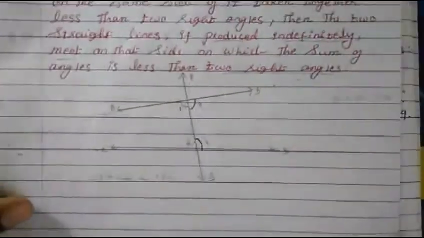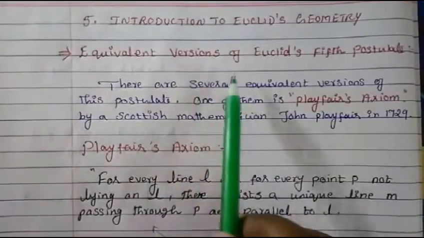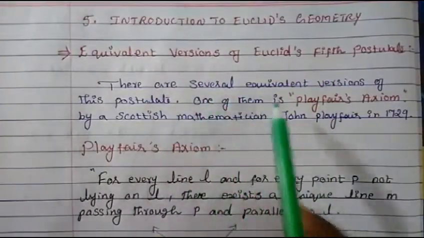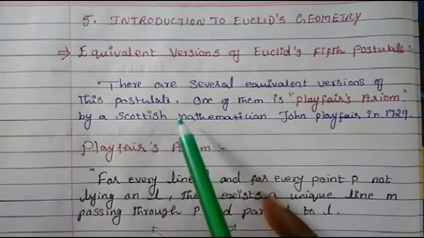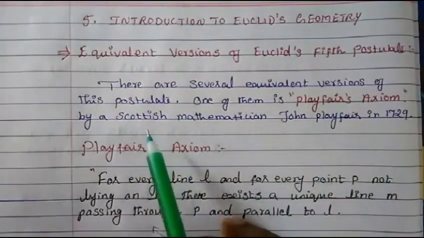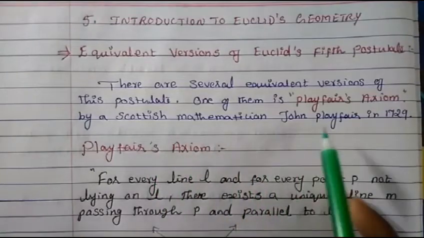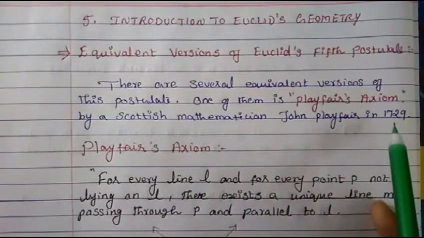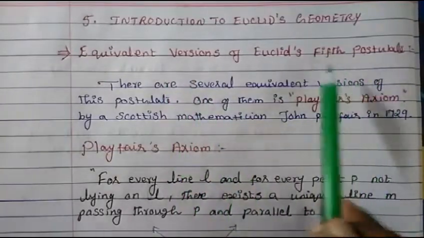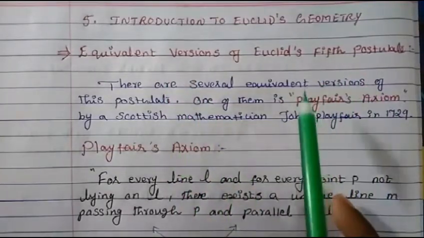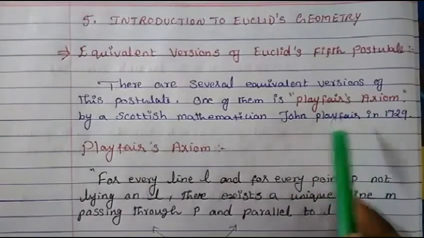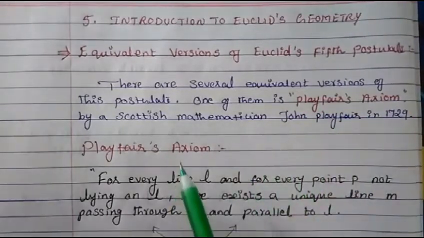So now coming to the equivalent versions of Euclid's fifth postulate. There are several equivalent versions of this postulate. One of them is Playfair's axiom, by a Scottish mathematician John Playfair in 1729. One of them we are going to see, that is Playfair's axiom. So let's see what is Playfair's axiom.